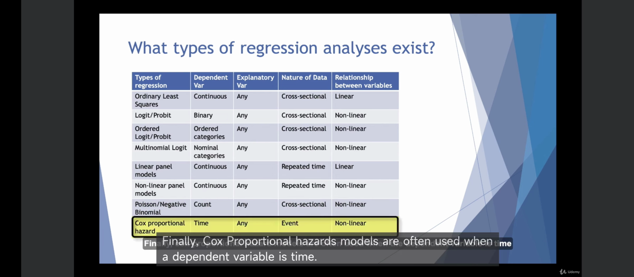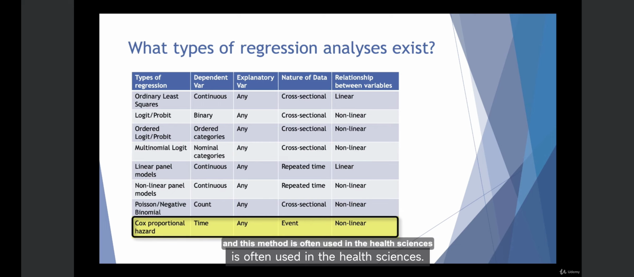Finally, Cox proportional hazard models are often used when a dependent variable is time. A common example of a time-dependent variable is survival time of cancer patients, and this method is often used in the health sciences.